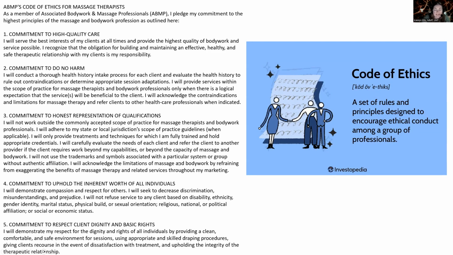Commitment to respect client dignity and basic rights. You have to provide a clean, comfortable environment for sessions, using appropriate and skilled draping procedures, giving clients recourse in the event of dissatisfaction with treatment, and upholding the integrity of the therapeutic relationship.